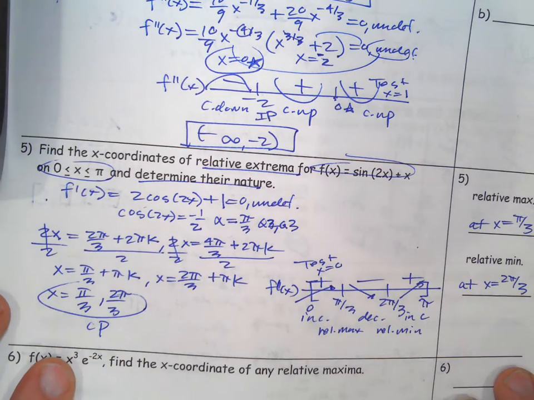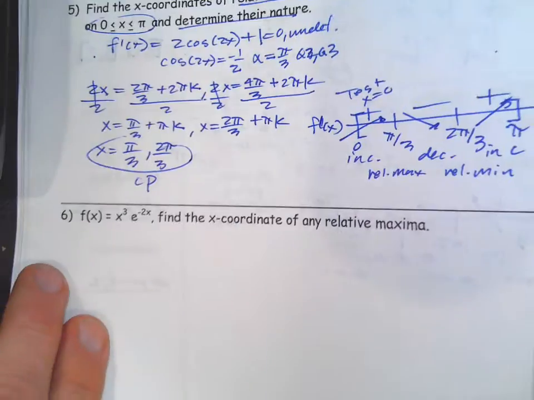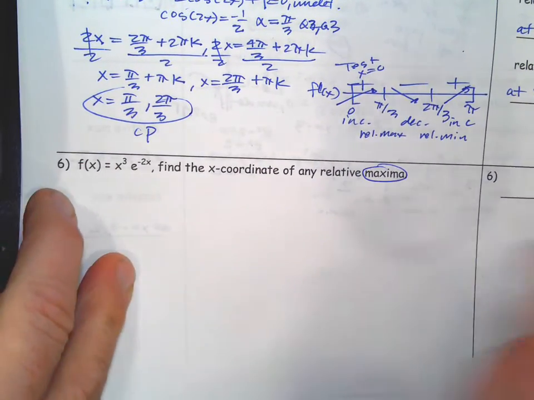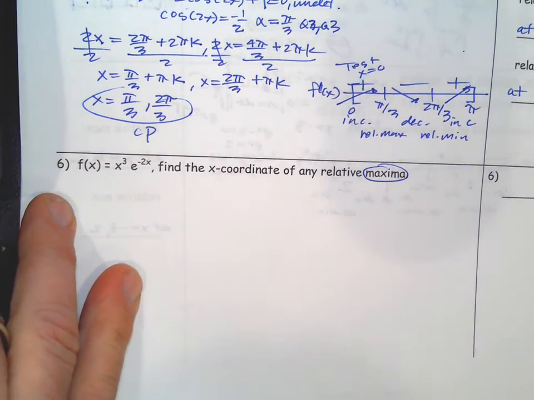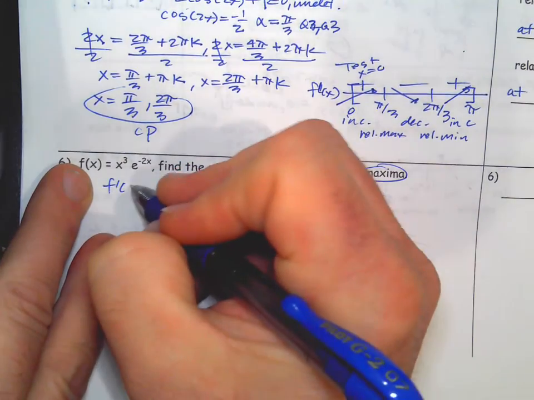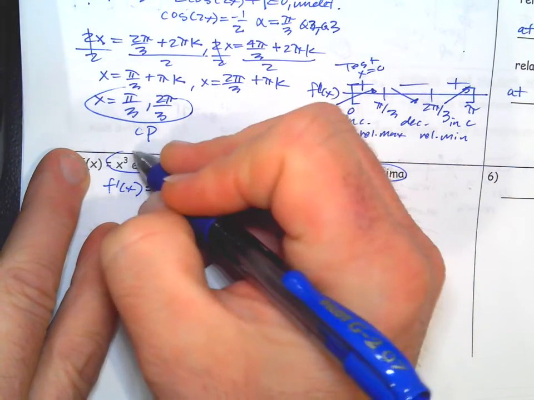Right? Okay, next one, find the x-coordinate of any relative maxima. That's only relative maximums. Some people might confuse it with extrema, but maxima is only maximums. So we need to find critical points. We got to take the derivative. This is a product rule, right?